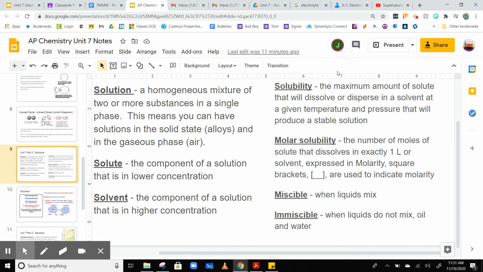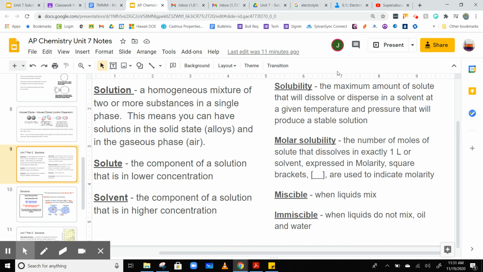When we're talking about two liquids together, two liquids can either mix, and we call that miscible. When two liquids do not mix, we call that immiscible.